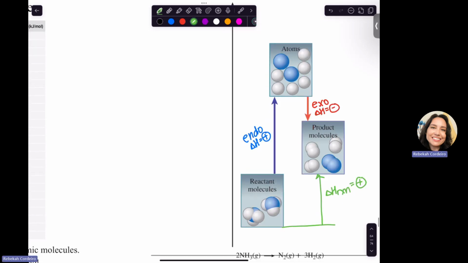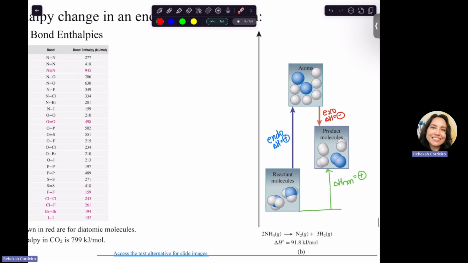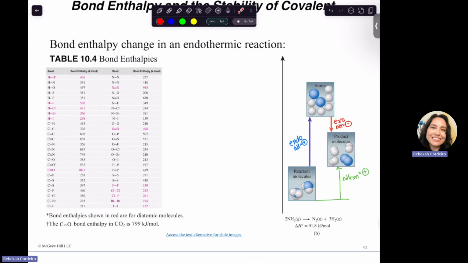But again, it doesn't matter if we just go from here to here or if we go from here to here. As long as we get to the same place, we're good. So sometimes you can have exothermic reactions and sometimes you can have endothermic reactions, and it doesn't matter.